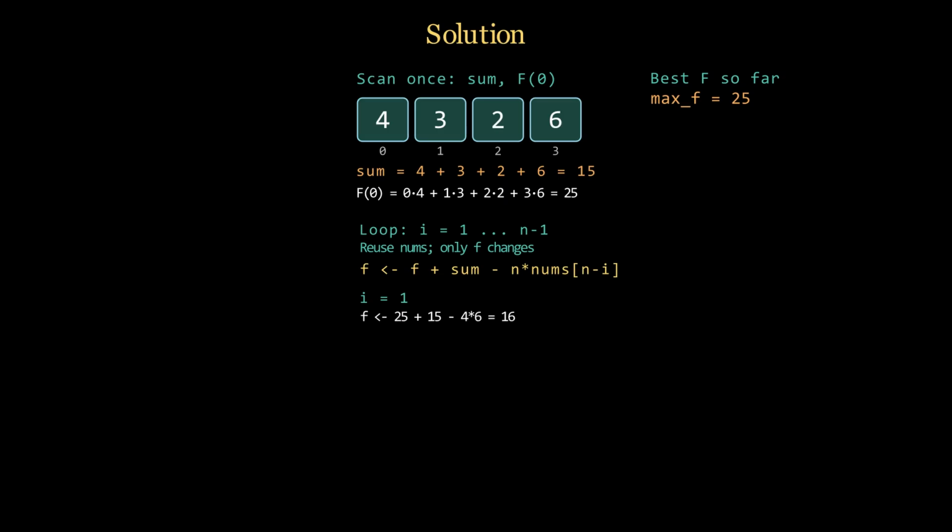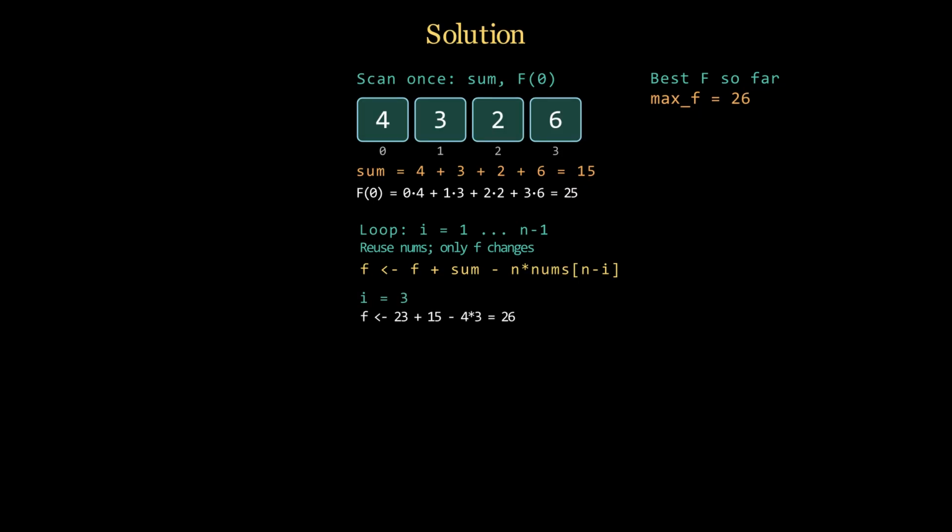First pass, i equals 1, we plug into the formula and get 16. That is below our best of 25, so we do not change it, best stays 25. Second pass, i equals 2, we plug into the formula and get 23. That is below our best of 25, so best stays 25.